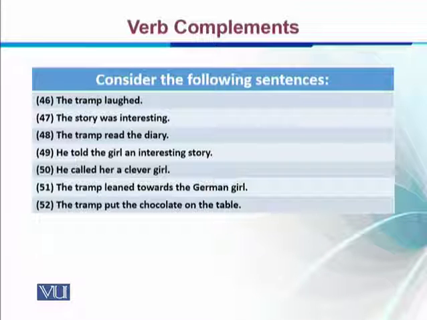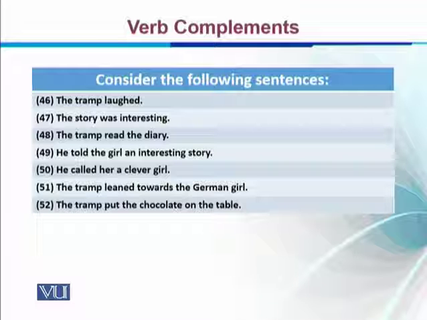He told the girl an interesting story. If we look at this, told is a verb. Then it is followed by the girl, a noun phrase, and an interesting story, another noun phrase. So we can say that it is followed by two noun phrases. He called her a clever girl. Again, called is followed by her, which is a pronoun in place of a noun phrase, and a clever girl is also a noun phrase. The tramp leaned towards the German girl. So leaned is the verb and it is followed by a prepositional phrase, towards the German girl.